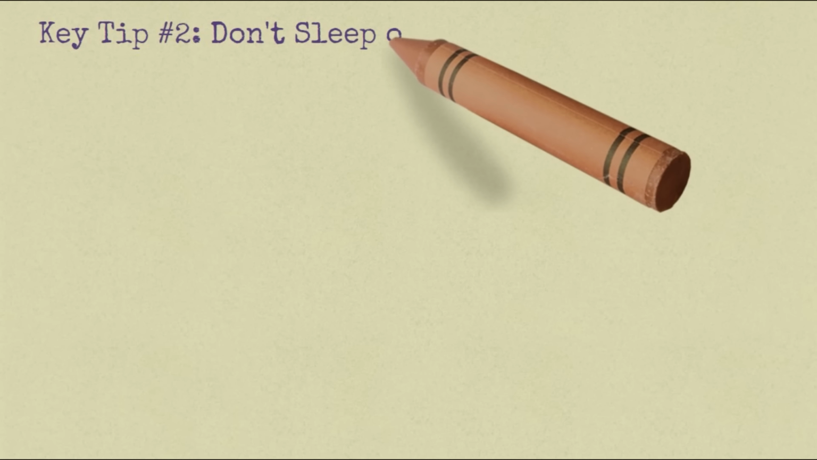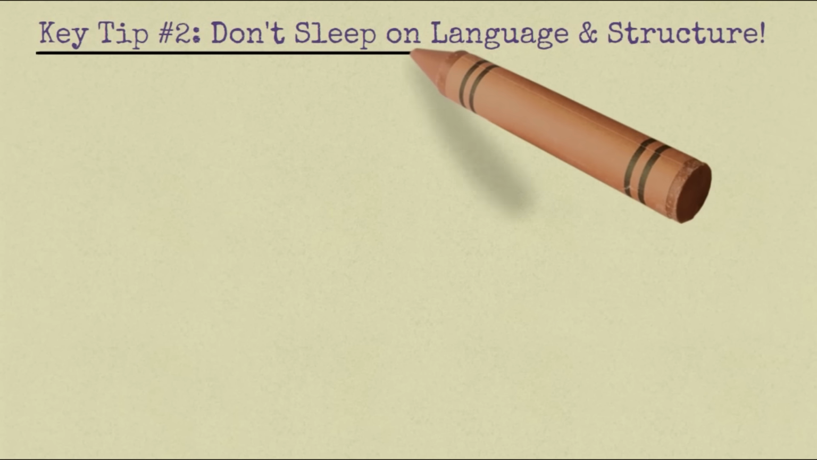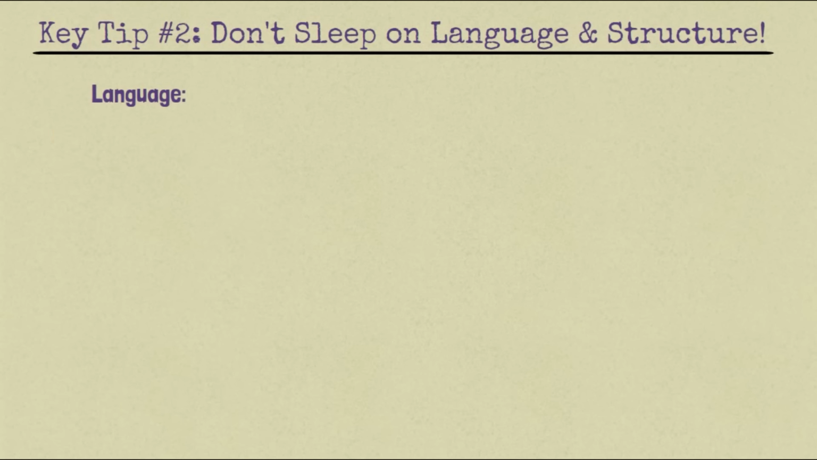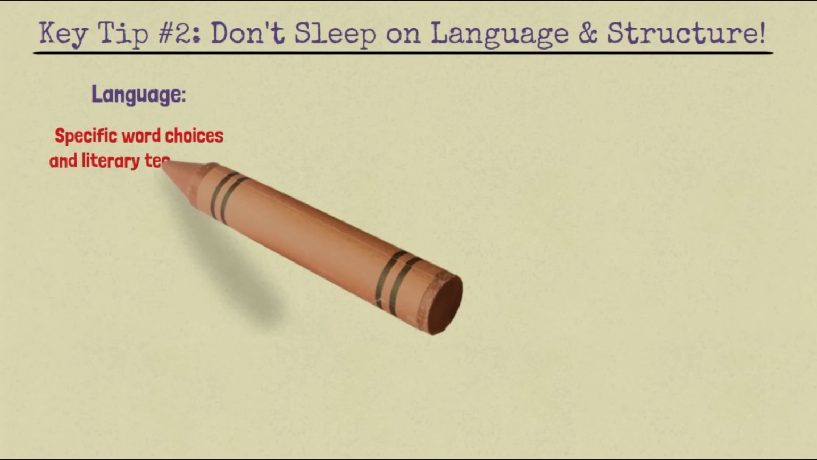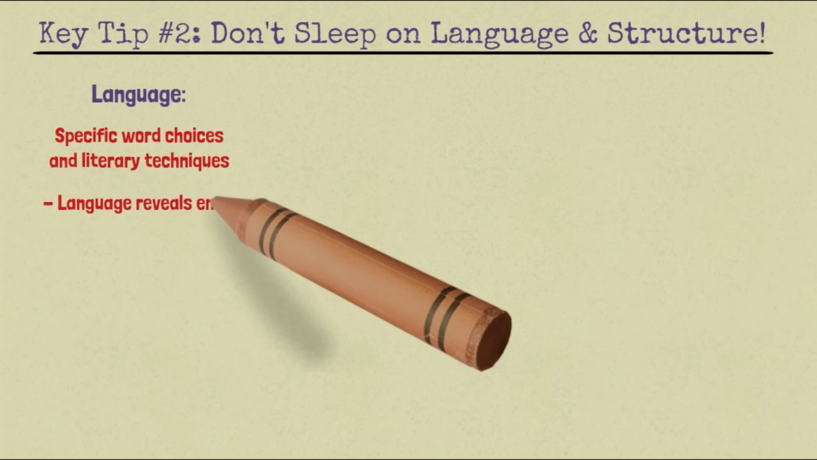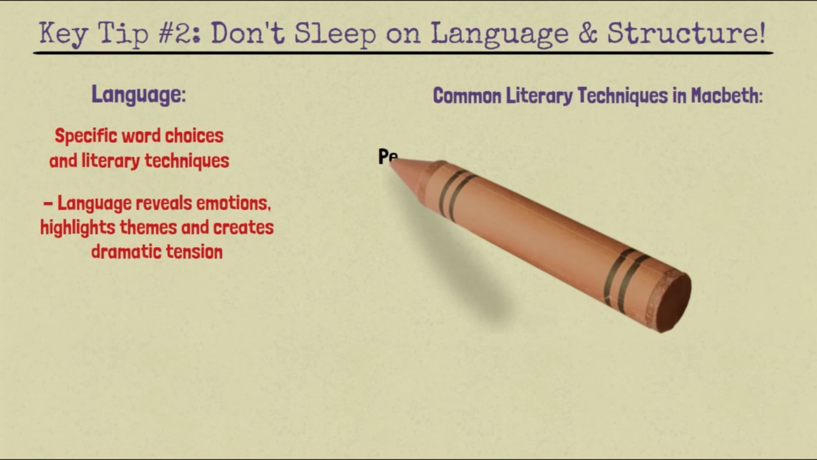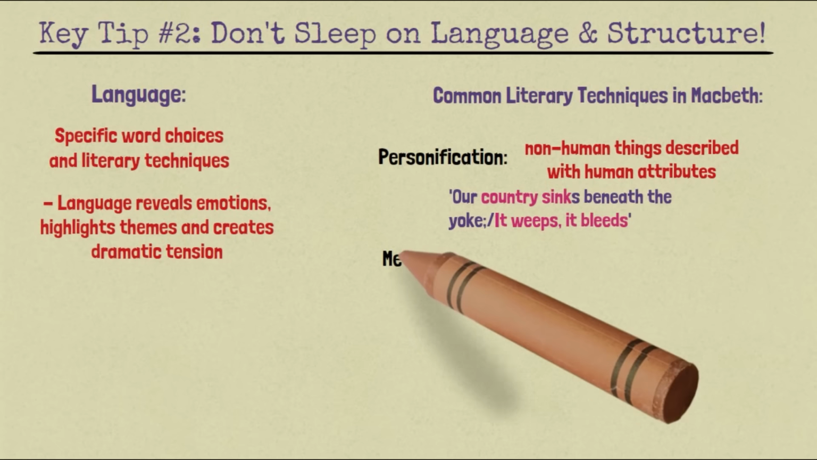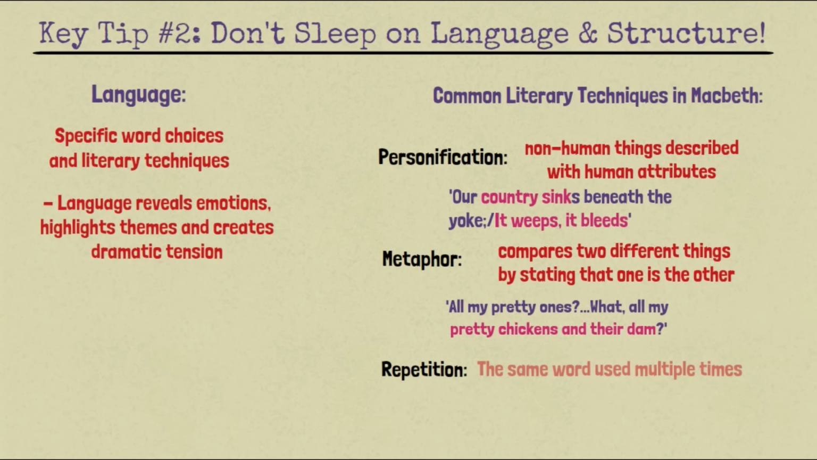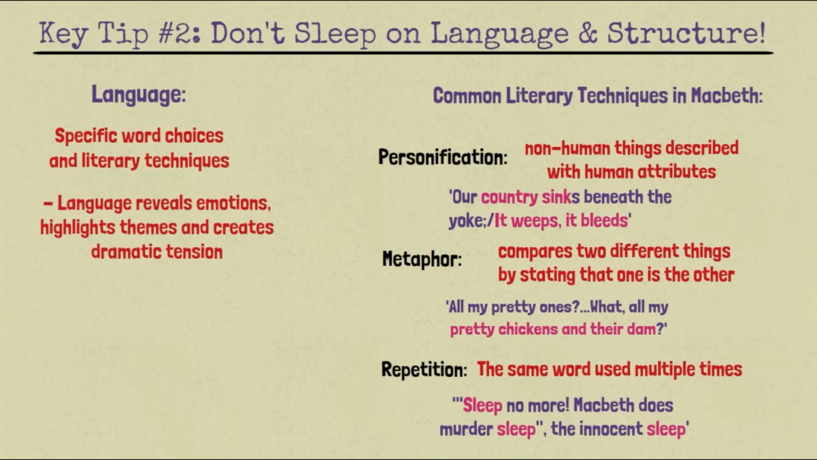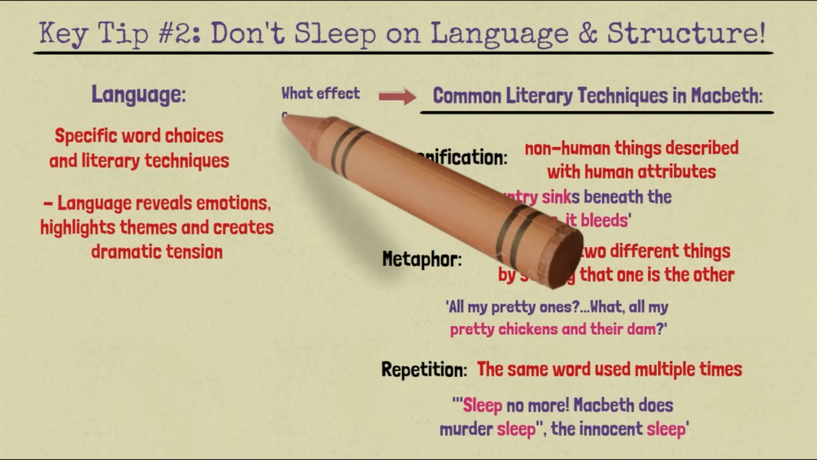One of the easiest ways to boost your grade is to talk about language and structure. By language, I mean the literary techniques and specific word choices Shakespeare uses to reveal emotions, highlight themes, and create dramatic tension. Look out for personification, metaphors, repetition, and euphemisms throughout the dialogue, as they are some of the most common literary techniques, and then show what effect they have.